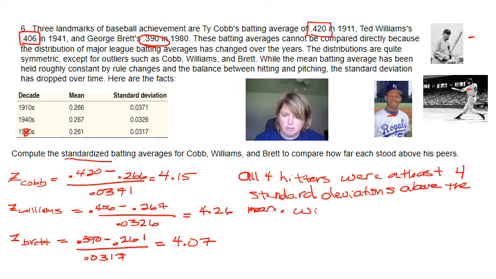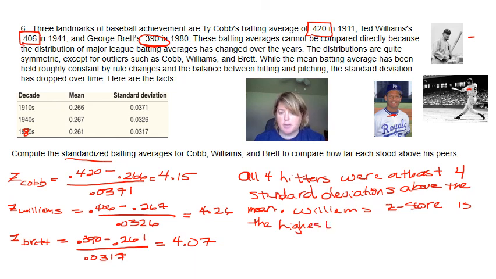Williams' z-score is the highest. So theoretically, he was actually the better hitter during his time. All right, so that's our notes for today.